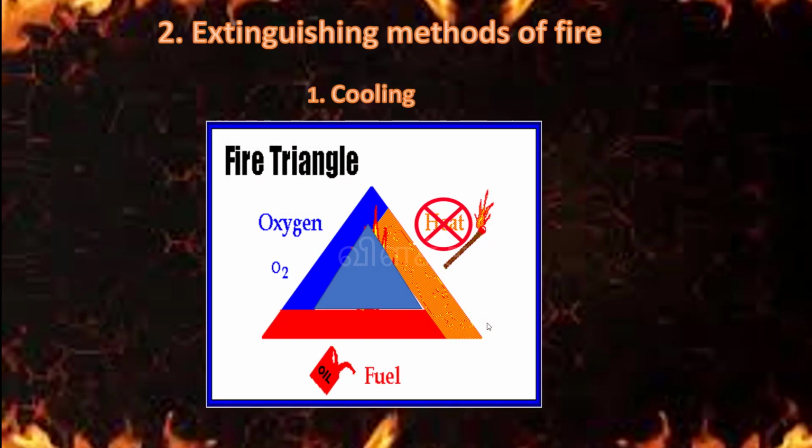The extinguishing methods are: first one, cooling. Extinguishing fire by taking away the heat element of the fire triangle, or we can say by cooling the burning material below the ignition point. Okay, see, removing heat from the triangle, the fire will be extinguished. Without heat, the fire will not continue because the heat went below the ignition temperature, right?